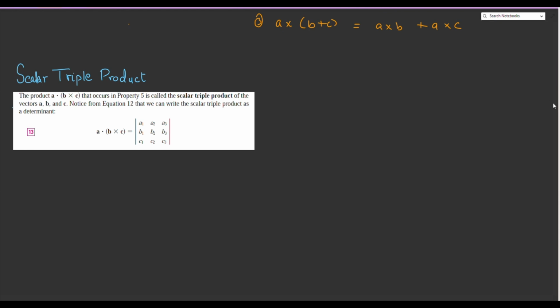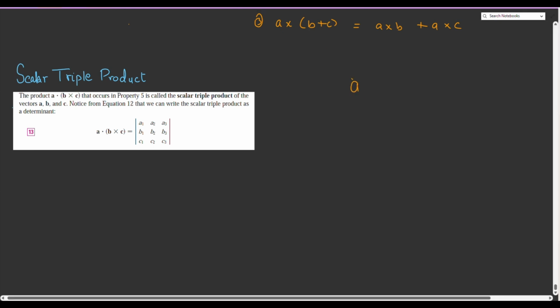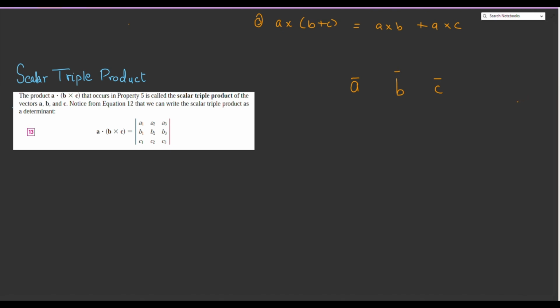Suppose that we have three vectors A, B, and C. These are the three vectors, and there are two different types of products. One is the dot product, and the other one is the cross product. So the question is, how do we define this thing?